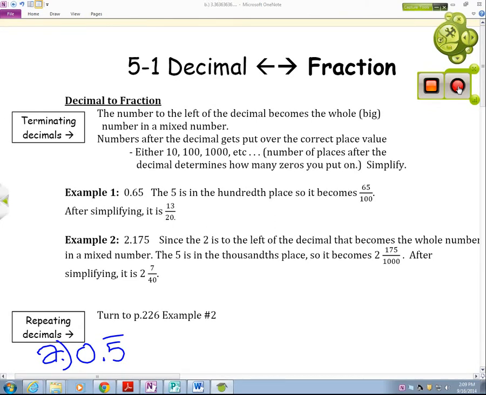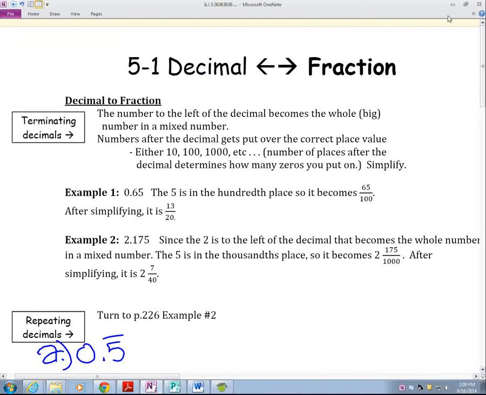The number to the left of the decimal becomes the whole number in a mixed number. The numbers after the decimal get put over the correct value, either 10, 100, 1,000, etc. The number of places after the decimal determines how many zeros you put in. Then you simplify.